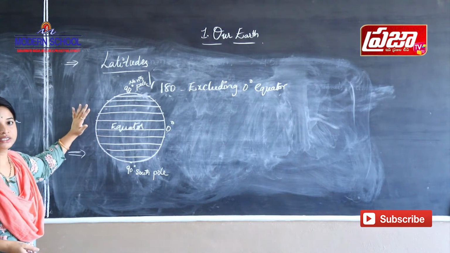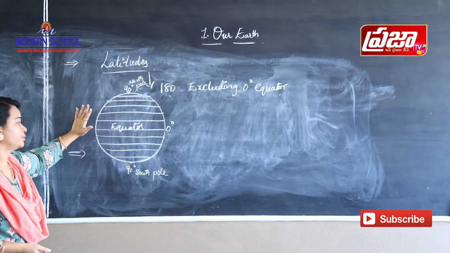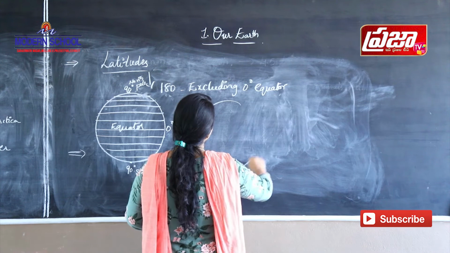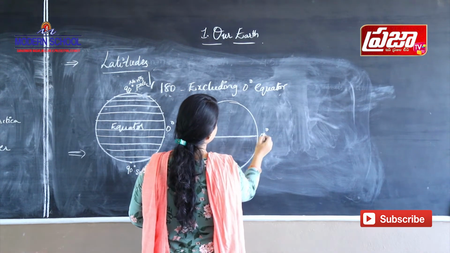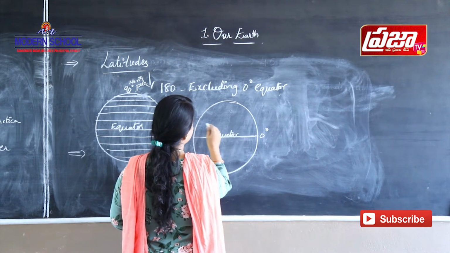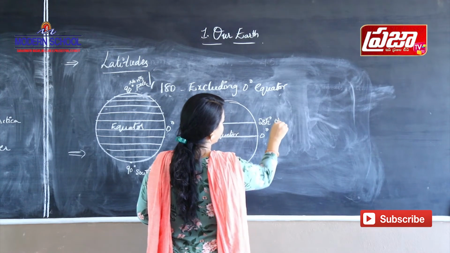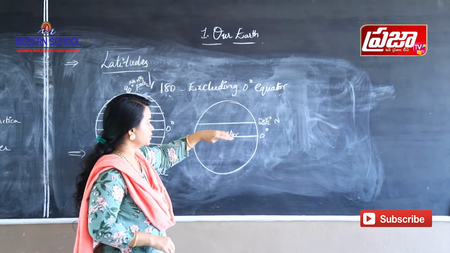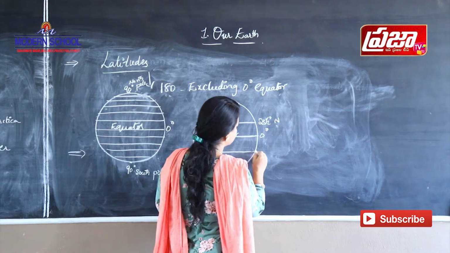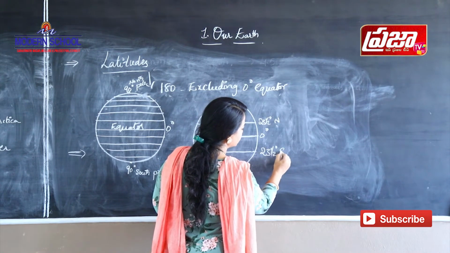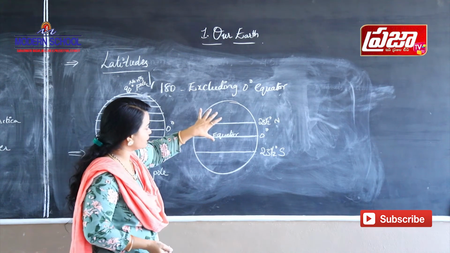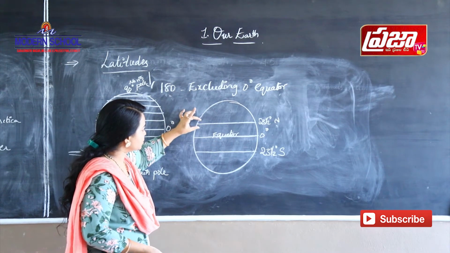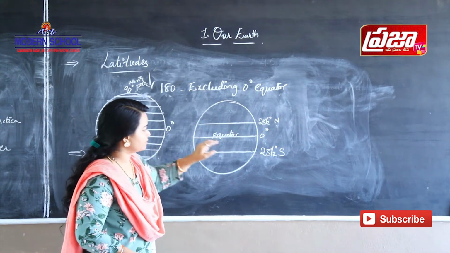The latitudes are also divided into different latitudes. We have important latitudes, with different names to identify the time zones. 0 degrees equator, and this is 23.5 degrees N. If the latitude belongs to the northern hemisphere, it should be mentioned as N. If the latitude belongs to the southern hemisphere, it should be mentioned with S. The equator divides the earth into two equal parts, the northern hemisphere and the southern hemisphere.